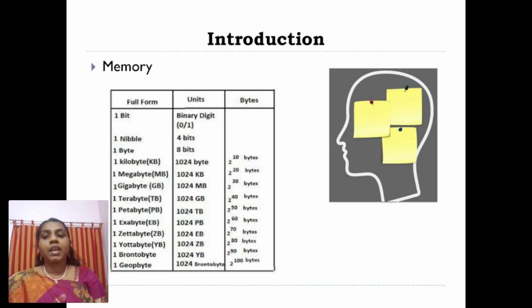The same way our computer also has got memory. So today in this digital world, every computer is working on the principle of stored program concept. So what happens here is the program and the data are put in a place. The place where the program and data are put together is called the memory. So here we have different sizes: 1 bit, 1 nibble, 1 byte, 1 kilobyte.